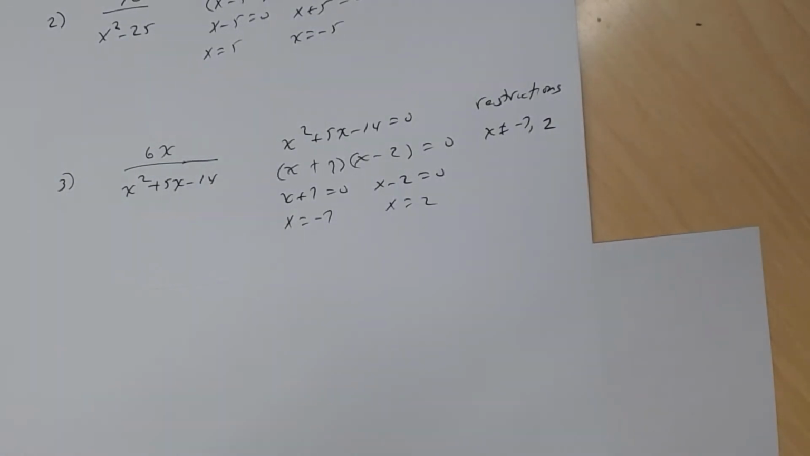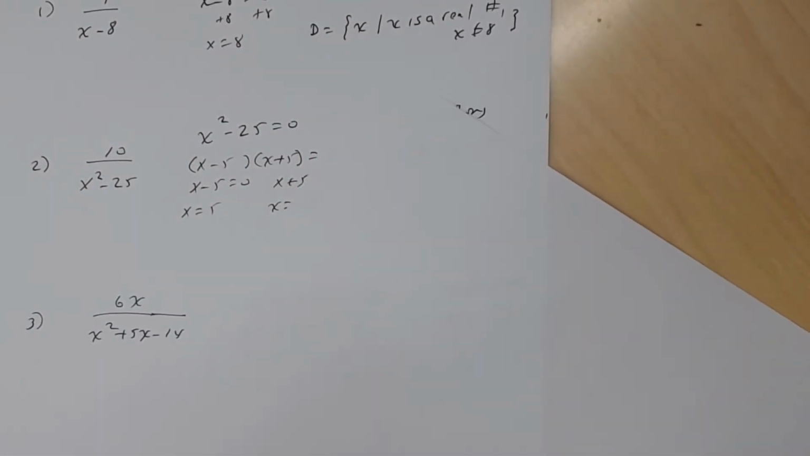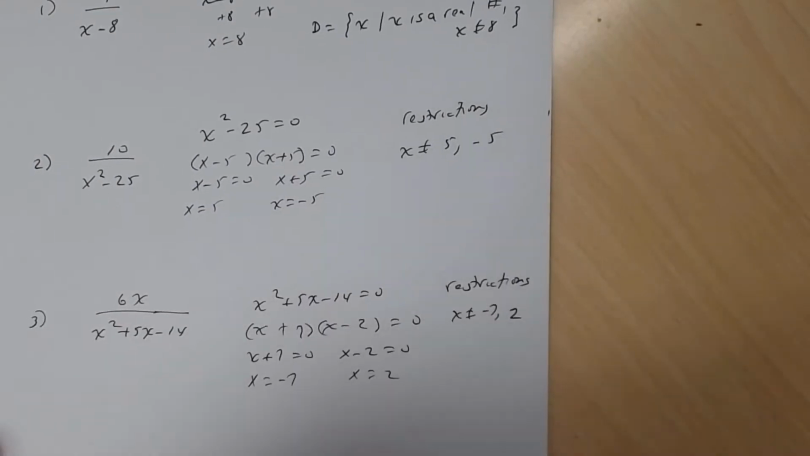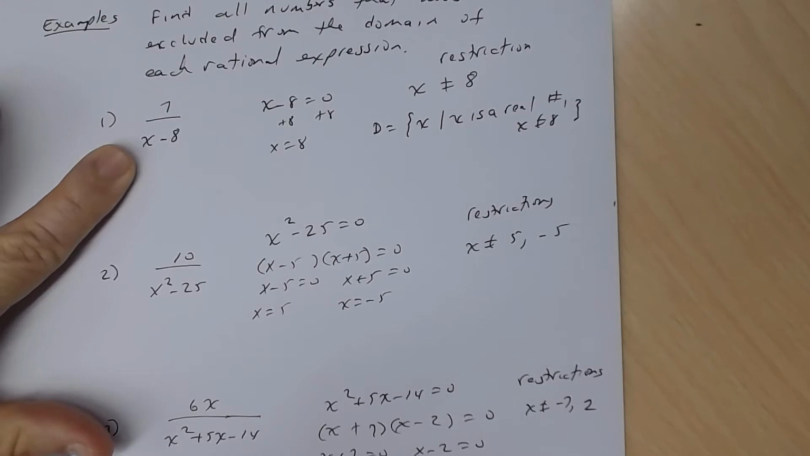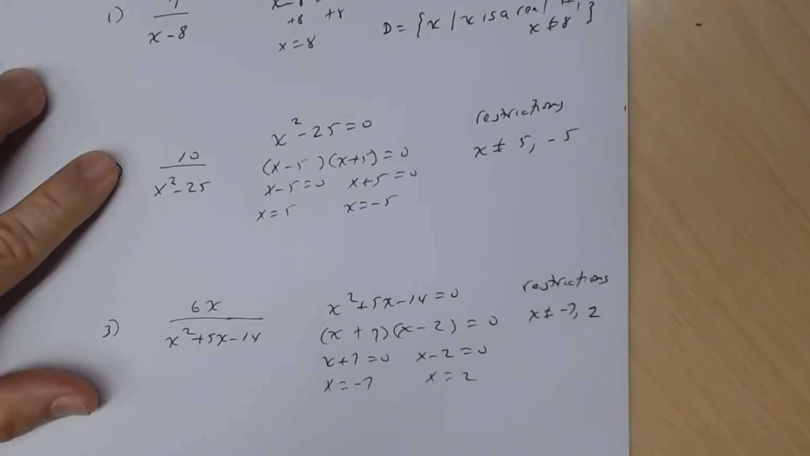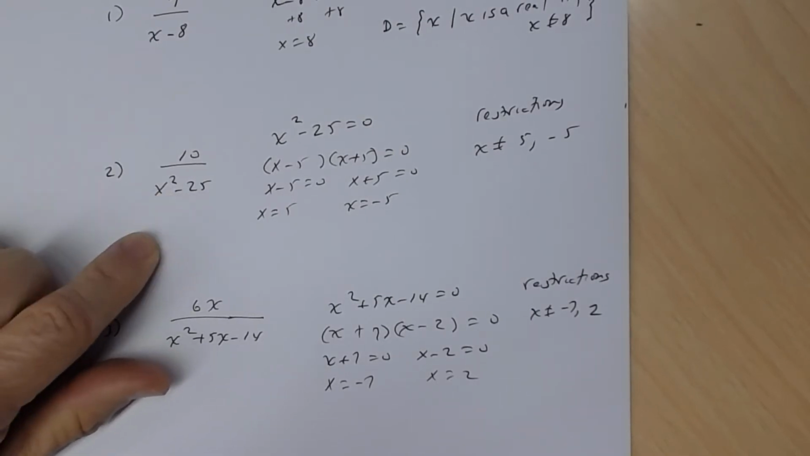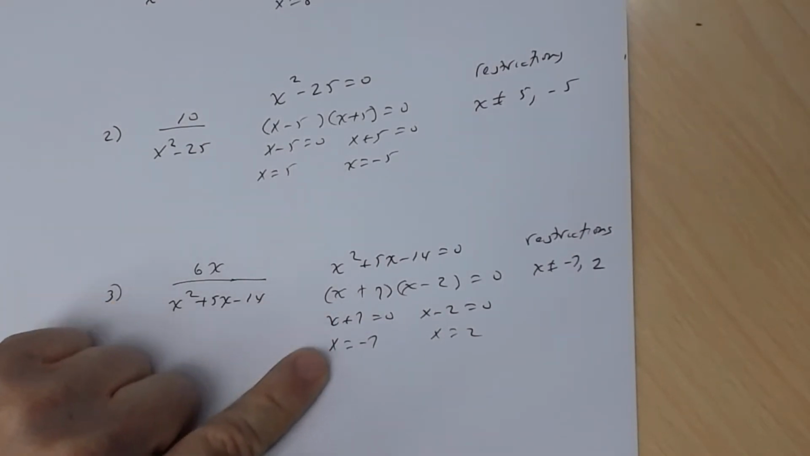All right, so that's a quick review of finding restrictions on rational expressions. Notice it does involve factoring in some cases. This one did not. It's easy to see that the denominator is 0 when x is 8. This one might be easier as well, because what squared minus 25 is 0? Well, 5 times itself is 25, and 25 minus 25 is 0. That one is a little bit more challenging since it does involve factoring.